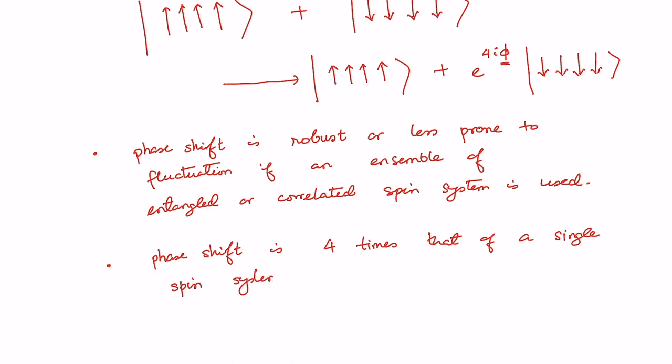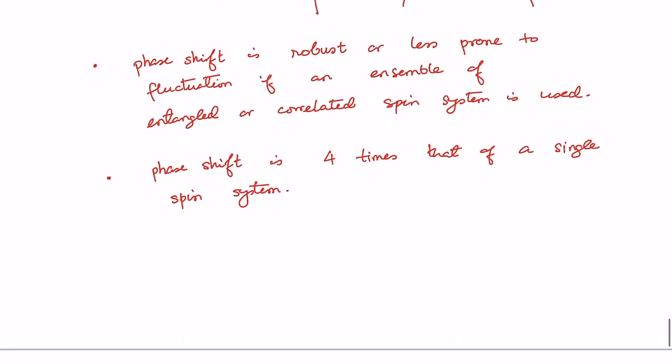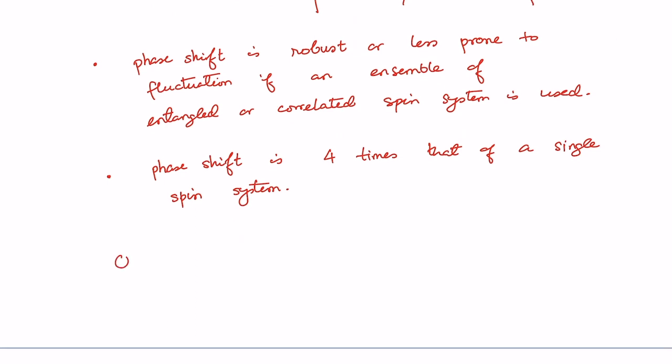So obviously this enhanced phase shift is easy to measure, and thereby we will be able to calculate the magnetic field easily. So this is one of the important applications of quantum entanglement. And one other major application involving quantum entanglement is the so-called quantum key distribution, which is used in quantum cryptography. However, I will not talk about it here because there are many materials available in the literature already.